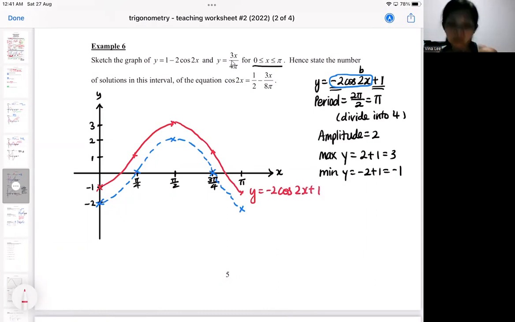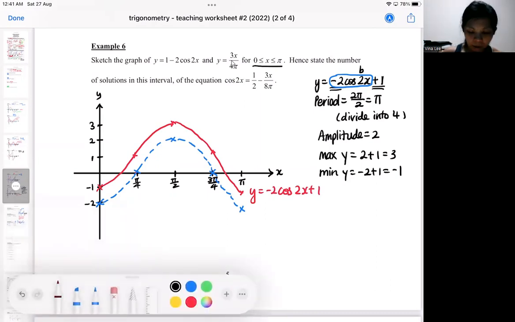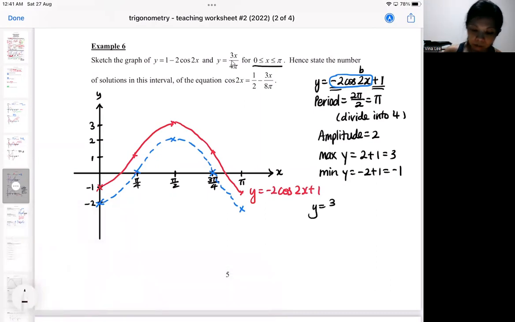The next thing is I need to draw the straight line. Some of you may not realize that this is a straight line. How will I know? If you recall that pi is a constant, it actually looks like mx plus c. The m is a constant, 3 over 4 pi. So if you recognize it as mx plus c, it cuts at 0. The intercept is 0. So how are you going to draw it out?